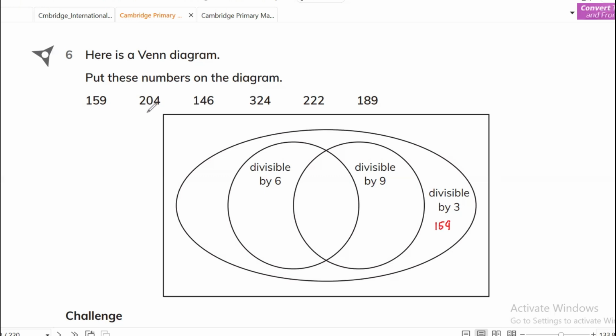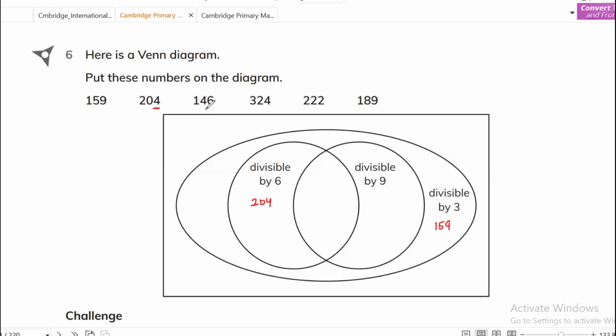That means it is divisible by 3 and it ends with an even number, okay? 4 is an even number. It means this is divisible by 2 also. So any number which is divisible by 3 as well as divisible by 2 is divisible by 6 also. So we will write 204 here.